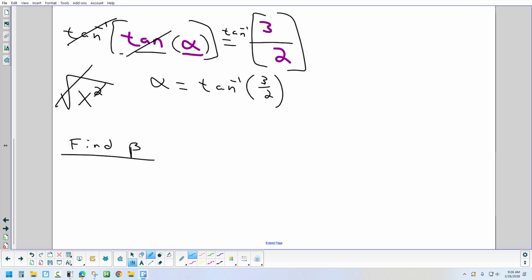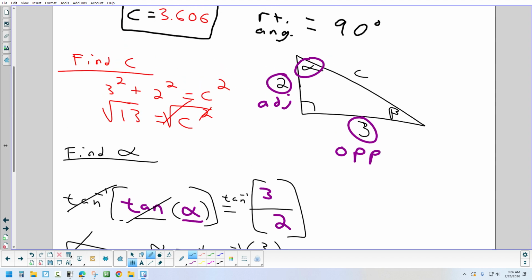So we're going to have a trig function, our argument, and then we'll have a fraction on the other side. Okay, so we are finding beta. Let me circle what we're using now. We're still using the 2 that was given. We're still using the 3. But now we're using beta.